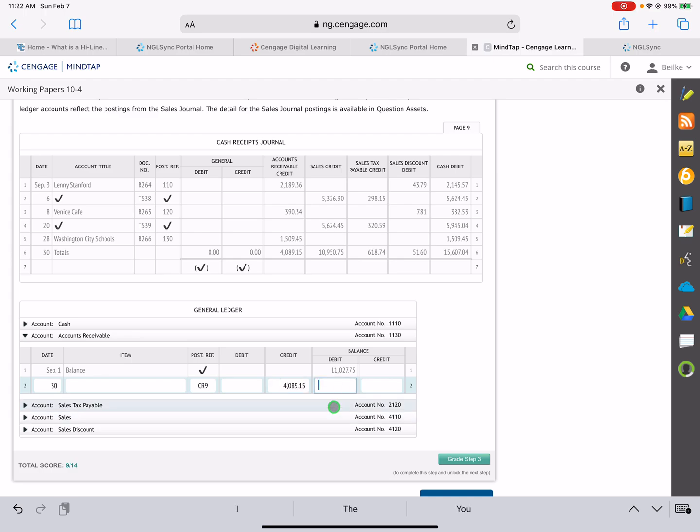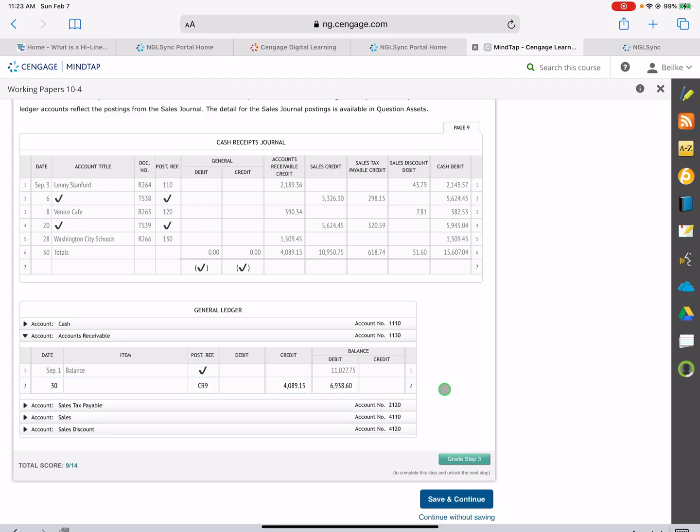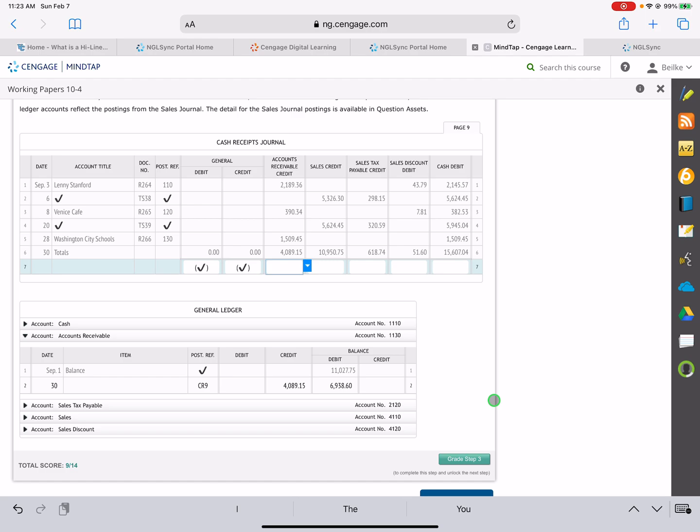We have a debit balance. We are crediting that amount, so we should subtract, and we come up with $6,938.60. And up here, we will write our account number to show where we transferred that total to, and it is 1130.